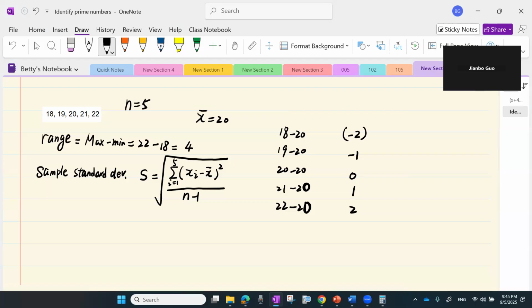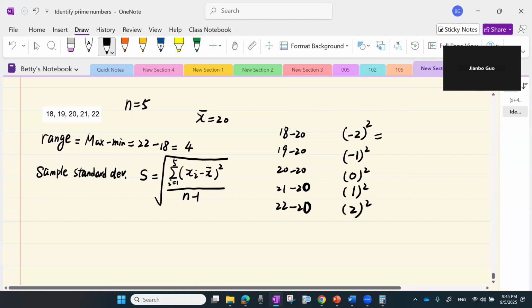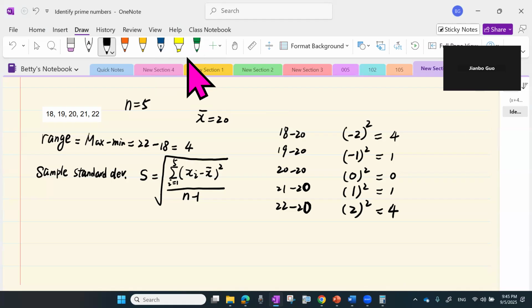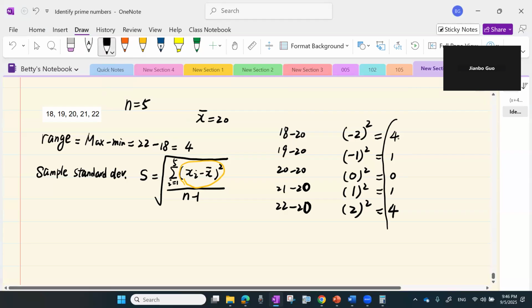And now we're going to square each single one of them. Let's see what the squares are. Square of -2 is positive 4. Square of -1 is positive 1. Square of 0 is 0. Square of 1 is 1. Square of 2 is 4. All right, so those are the squares. Let me show you where we are right now. Now we have those 5 squares. Next, we are going to add them up. Pretty simple. The sum is 10.